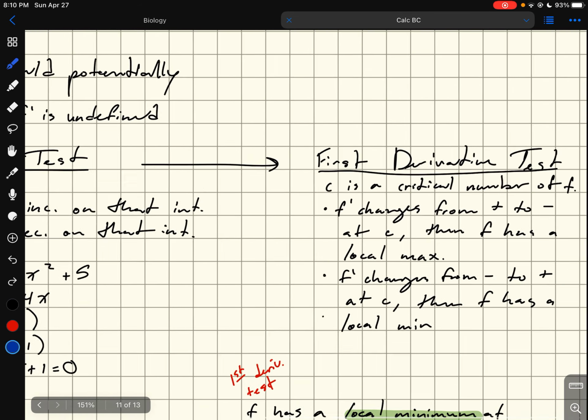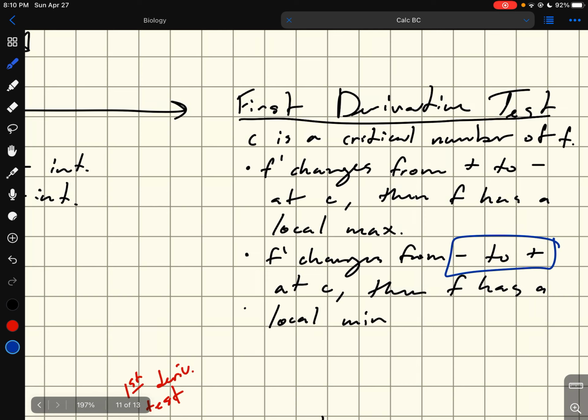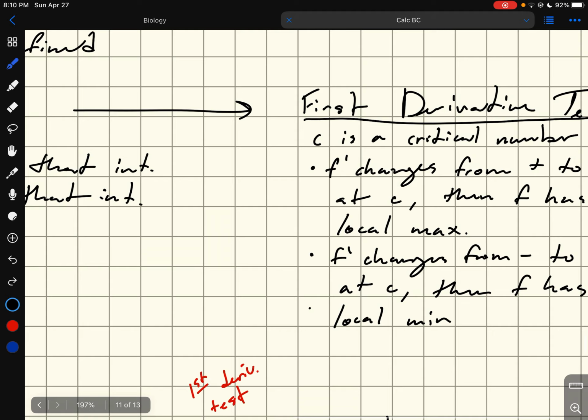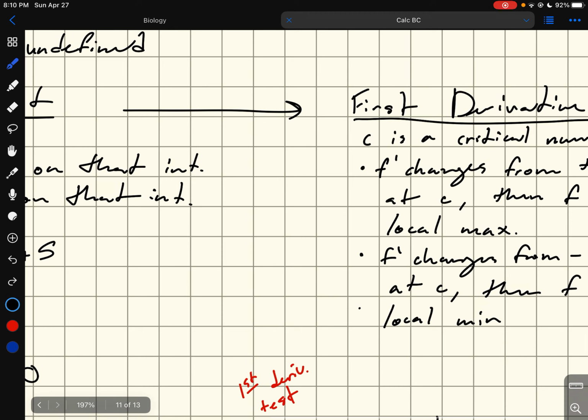And then we can relate it to the first derivative test. So what the first derivative test is, you have a critical number, and if the sign of f prime changes from positive to negative at that critical number, then you have a maximum. If the sign of f prime changes from negative to positive, then you have a local minimum. So to help you visualize this, if f prime is positive, that means the function f is increasing. And if f prime is negative, that means the function f is decreasing. And it changes at this point c. This is the function f.